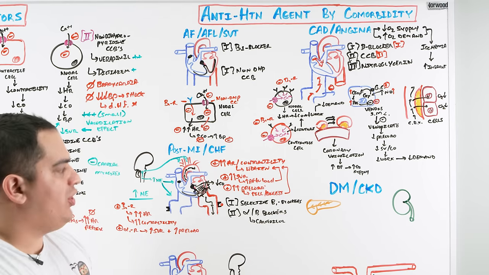And ACE will take a molecule called bradykinin and convert it into inactive metabolites. If you give an ACE inhibitor, you inhibit the ACE enzyme, inhibit bradykinin from being broken down, and increase bradykinin. And bradykinin promotes a lot of vasodilation and capillary permeability, and that causes swelling, angioedema, and coughing.